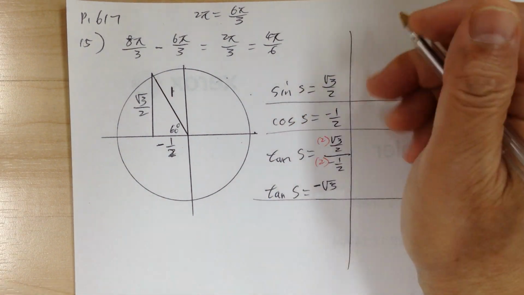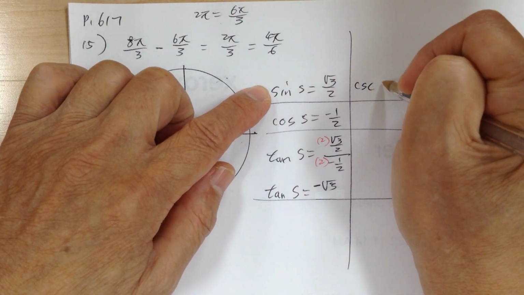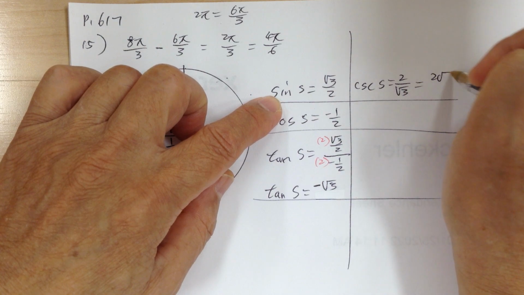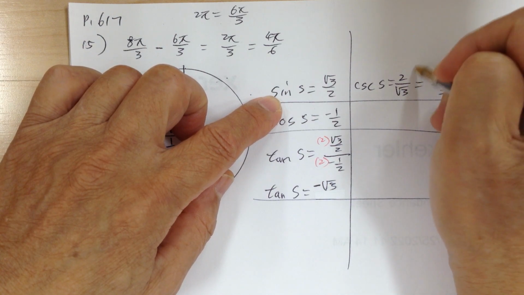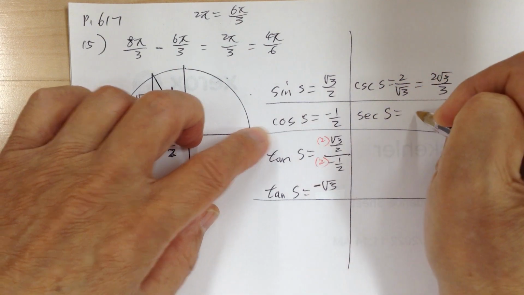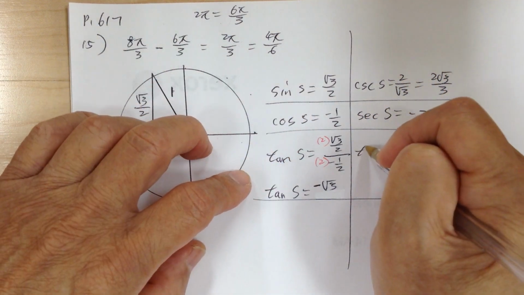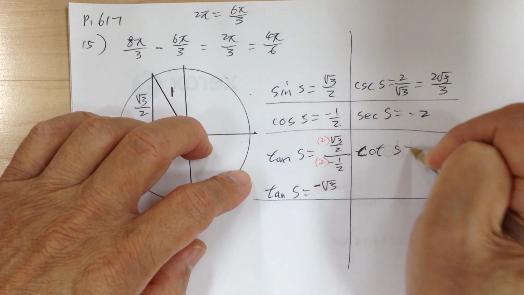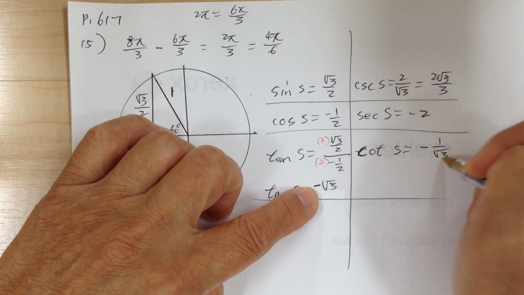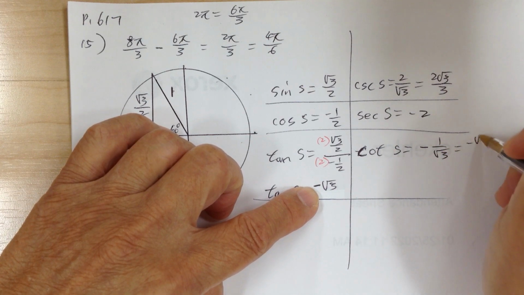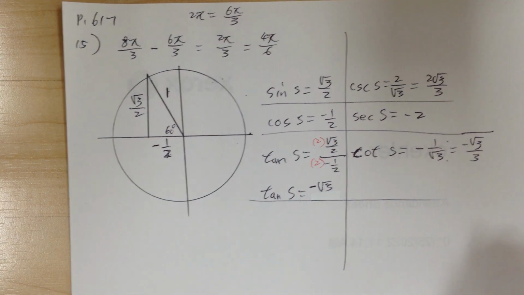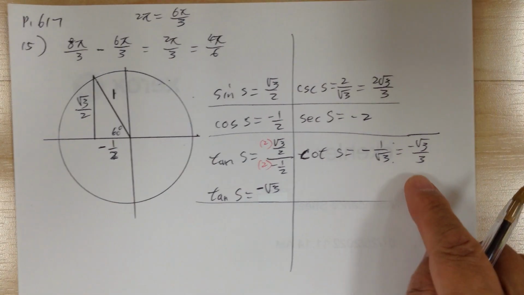So cosecant would be 2 over square root of 3. So this will equal 2 square root of 3 over 3. Again, multiply by square root of 3, square root of 3. We already did that too many times. The secant would be negative 2. And cotangent, you flip this over, so it would be negative 1 over square root of 3. So this will equal negative square root of 3 over 3. You just multiply by square root of 3, square root of 3. That's your algebra 1 stuff, so we're just going to skip that.